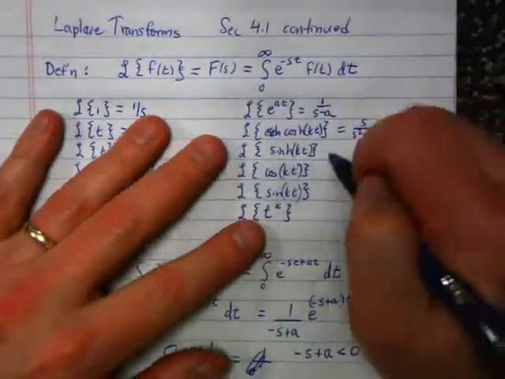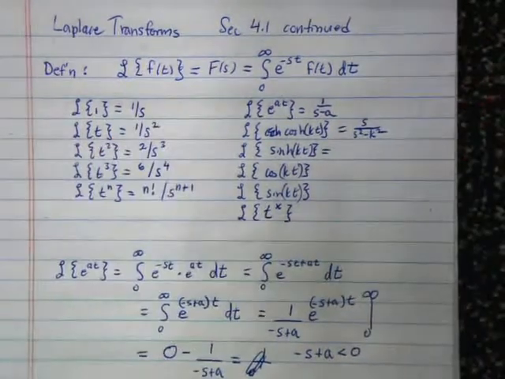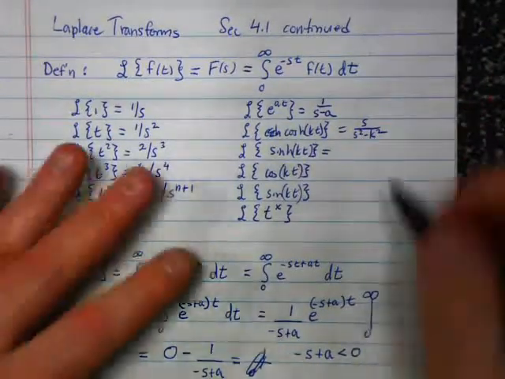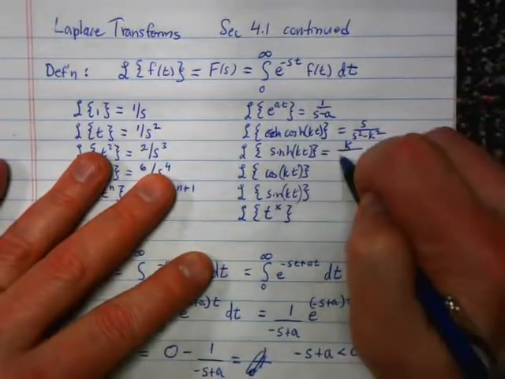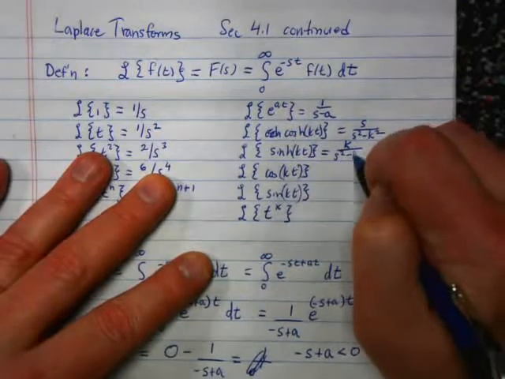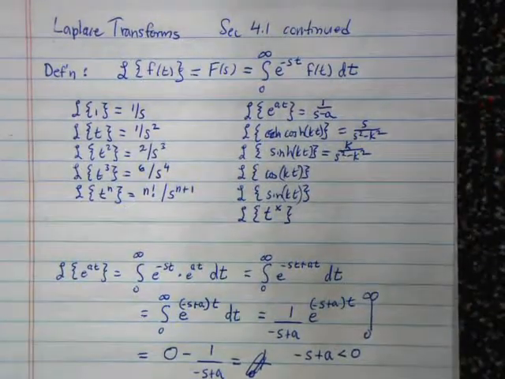You can go through exactly the same process with hyperbolic sine: write it in terms of e's, use linearity, and you will discover that the Laplace transform of hyperbolic sine is k over s squared minus k squared.